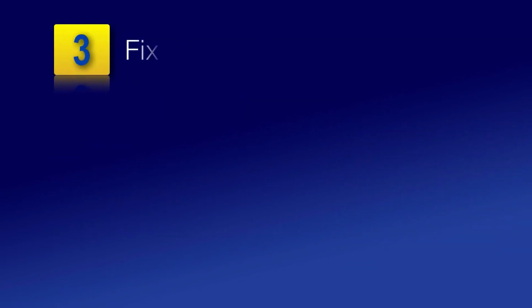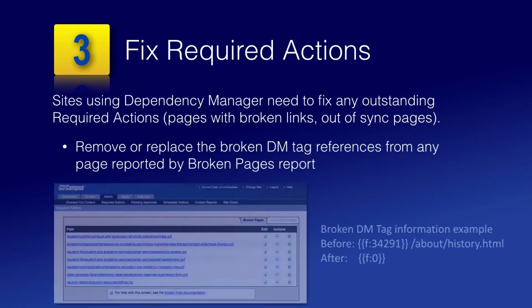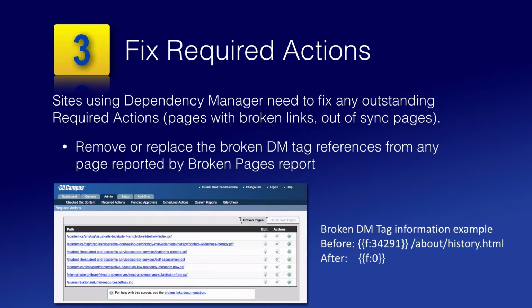Number 3, fix required actions. What does that mean? Well, if you're admins, you know that there's a required actions report in the admin tab in v9, and that will report any pages that have dependencies that have been broken through people deleting pages. Now, if you're on top of that, and staying on top of your changing website and you're correcting this, then you're good. But if you haven't looked at that report in a while, you're going to want to go and look at that report and work on removing and correcting those broken links that you'll find in your site.